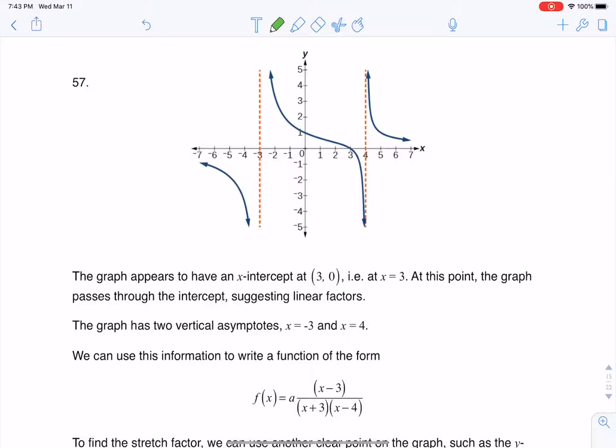So things I want to take note of: I can see that I have a y-intercept at (0, 1). I have a zero at 3. It looks like I have a vertical asymptote at x equaling negative 3 and another vertical asymptote at x equaling 4. And if I were to extend this end behavior here, it looks like I have a horizontal asymptote at y equaling 0.